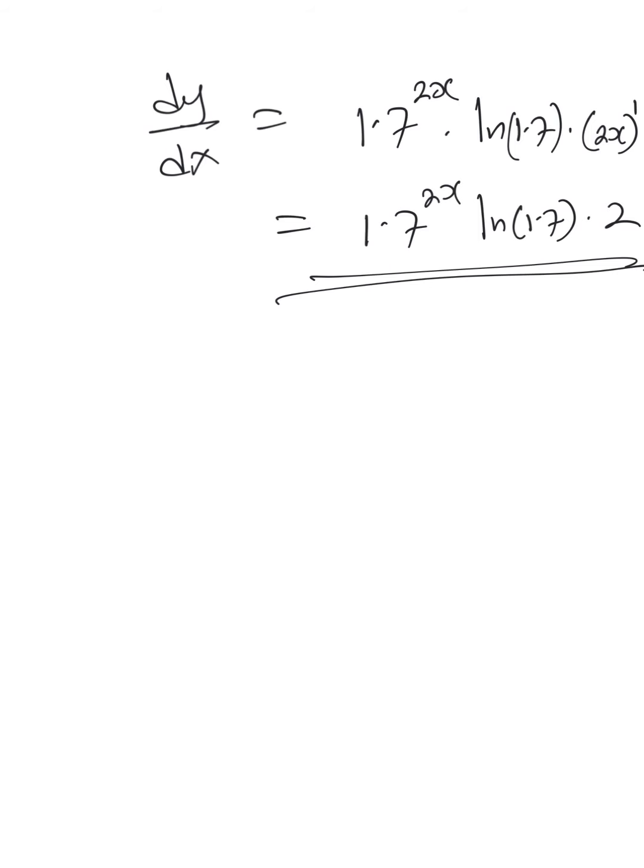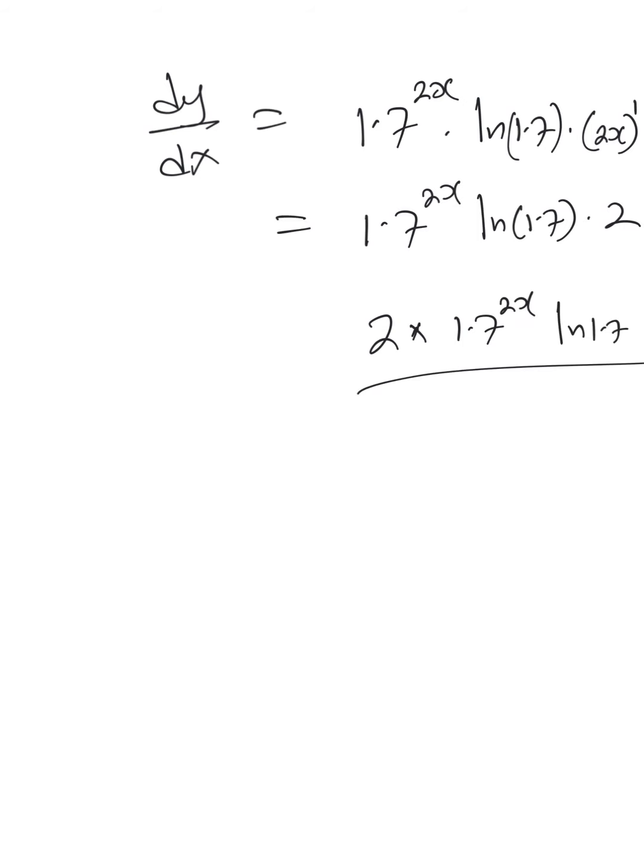The better way of writing it is to first write the 2, into 1.7 to the 2x, natural logarithm of 1.7. We don't even need the parentheses when we are multiplying functions, so I only need to write this as 2 times 1.7 to the 2x, then natural logarithm of 1.7, and I'm done. That's it. So these are examples picked randomly, and therefore we can always differentiate anything.